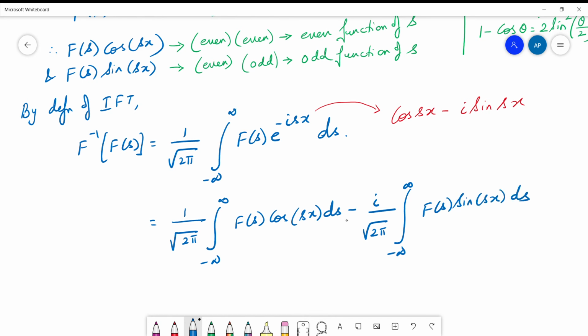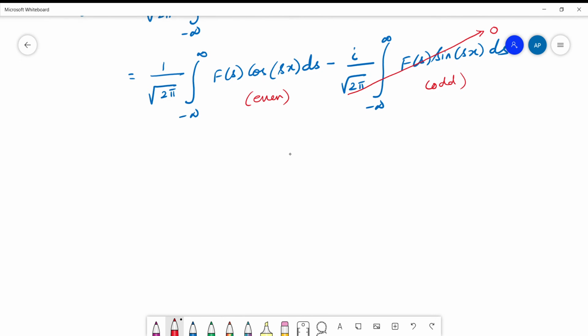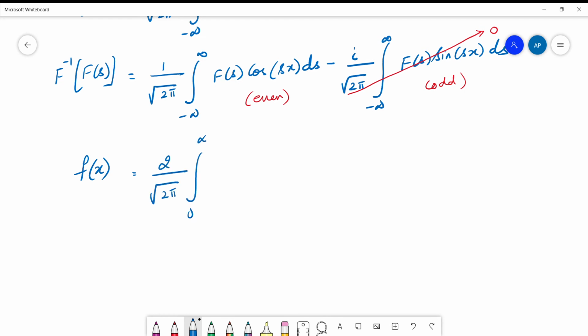Now check the nature of these two. One is even, the second is odd. So we are going to automatically remove the second integral and continue with the first integral because it is an even function. And because it is even, how do you rewrite the integral? Please note the left hand side, F inverse of f of s, and that's nothing but f of x. We'll rewrite it as f of x because it's easy to handle: 2 by root 2 pi integral 0 to infinity f of s cos sx ds.